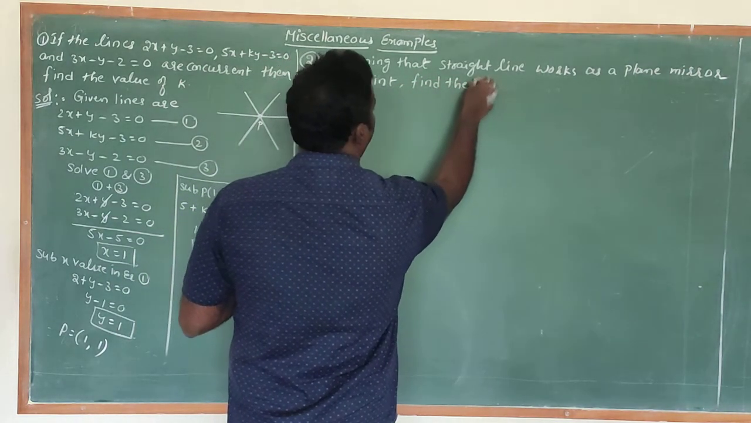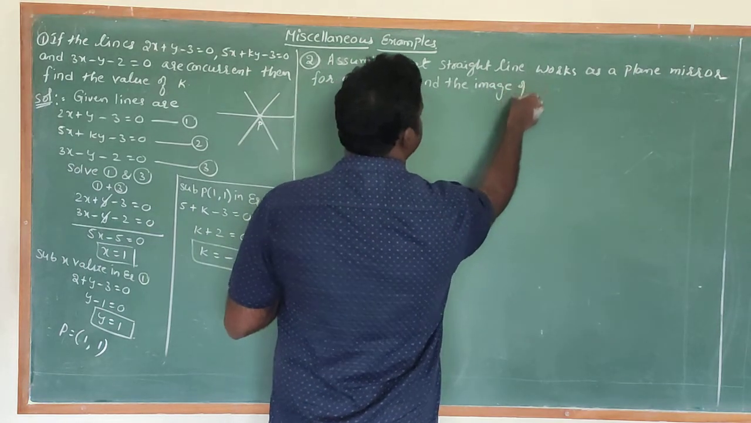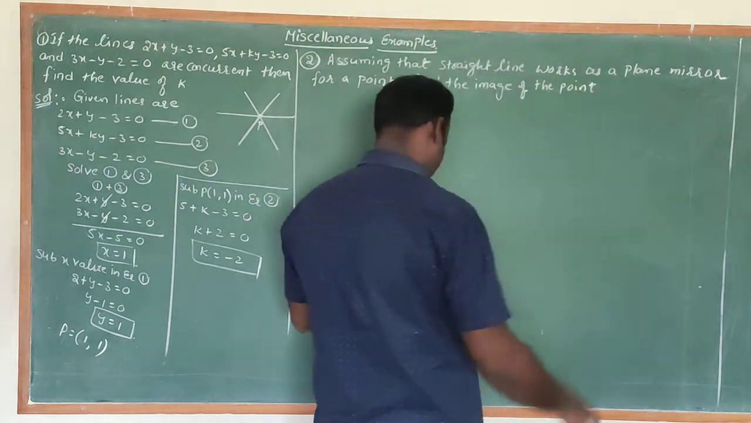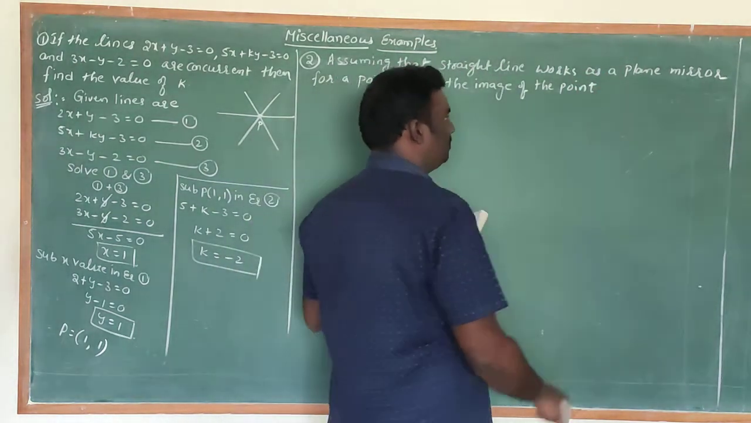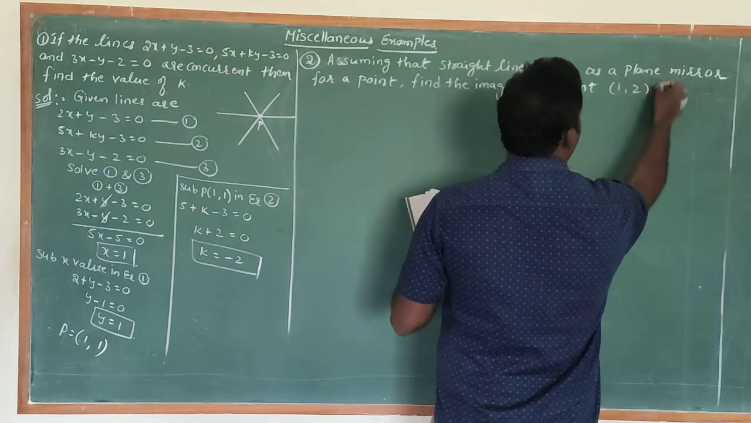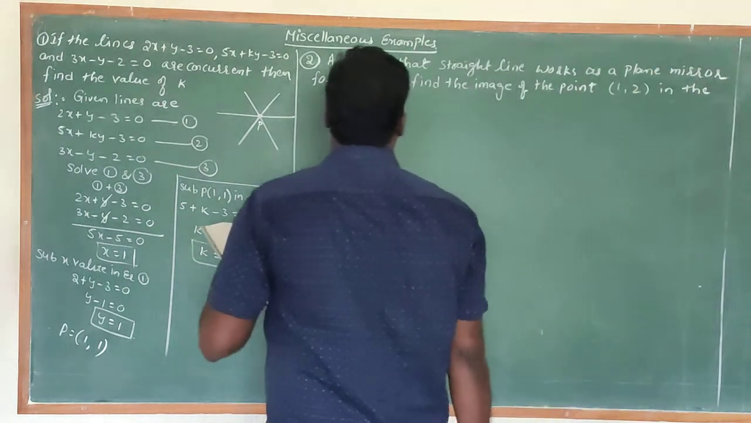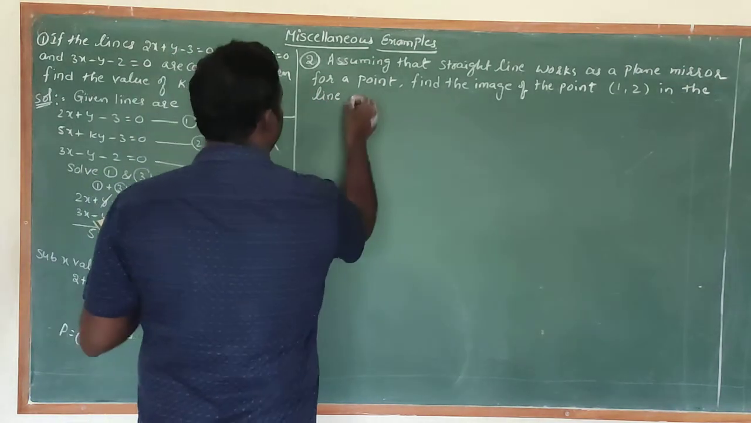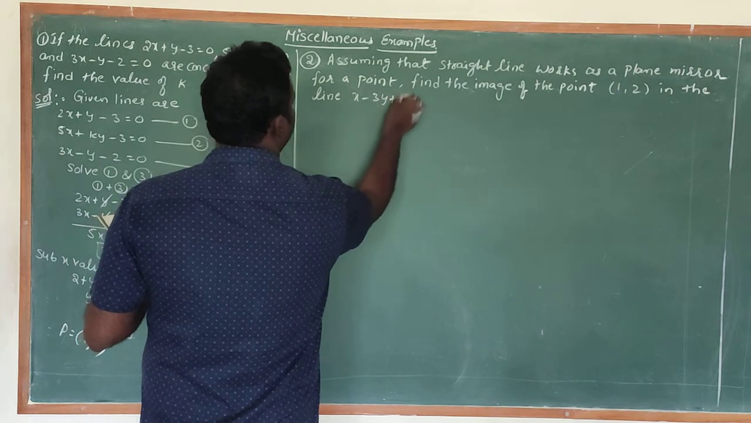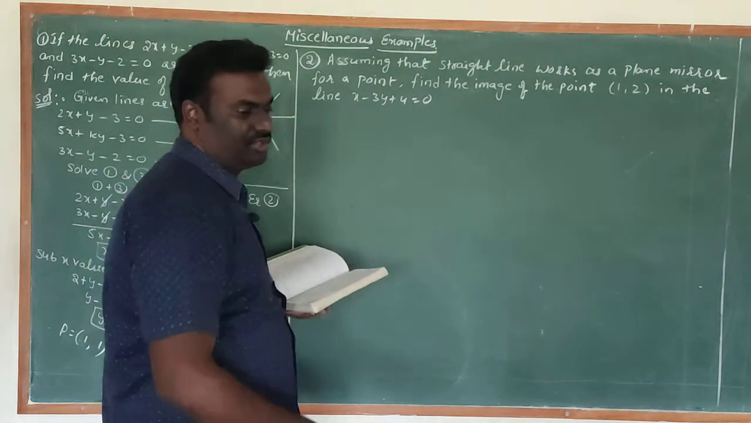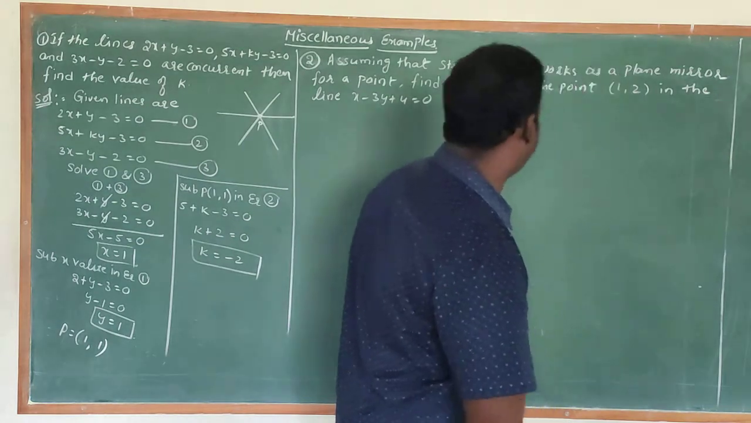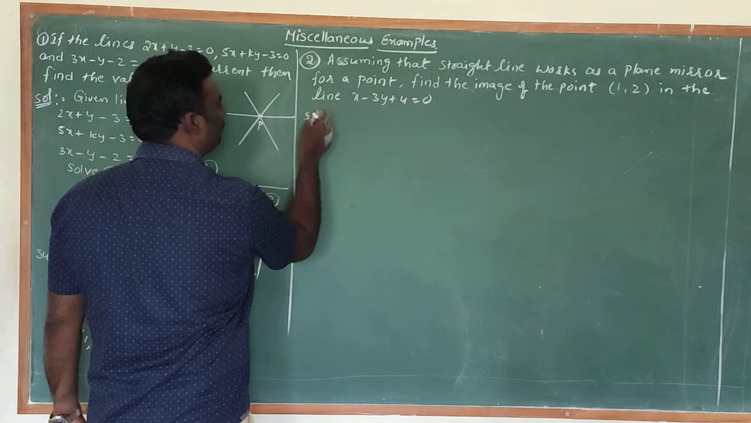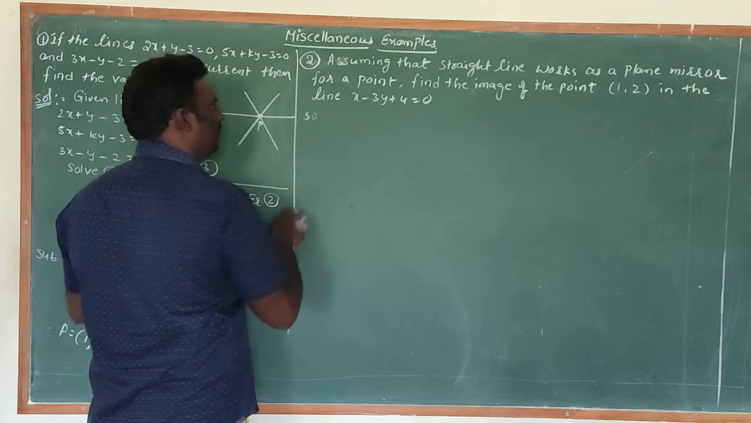Find the image of the point 1 comma 2 in the line x minus 3y plus 4 equals to 0. We need to find the image. Okay, listen. How to find the image of a point?